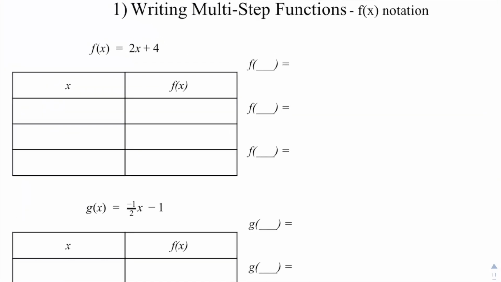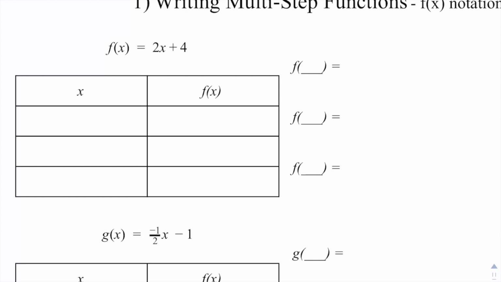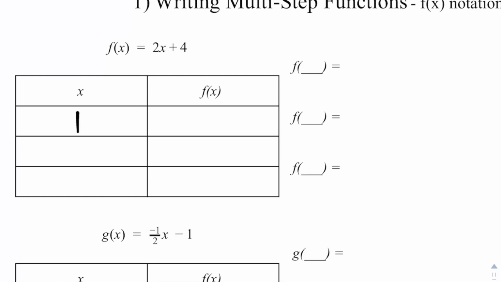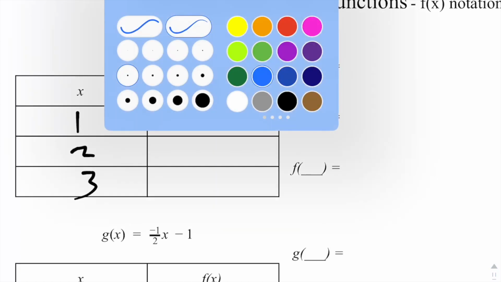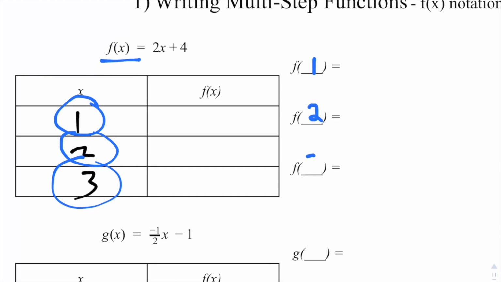I want to do this first one, which is addition as our operator. And I'm just going to pick some points. And again, I always like to go easy. So 1, 2, 3. Keep it simple. That's my motto. All right. So what we're going to do is evaluate f of x at these values. How we write that in f of x notation is we're going to evaluate f at 1, evaluate f at 2, and evaluate f at 3.